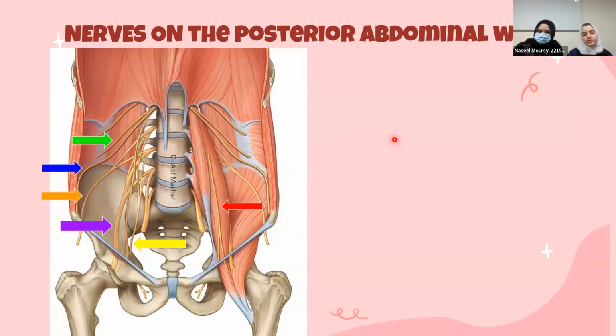We have nerves on the posterior abdominal wall. Now I know you guys might hate this because they all look the same. Okay, but it's okay. We'll go through it together. So again, I'll be asking you guys questions. So the green arrow is pointing to a nerve. Can you guys guess which nerve that is? Iliohypogastric. Good job. Good job. I'm really proud. Okay. What about the blue one?